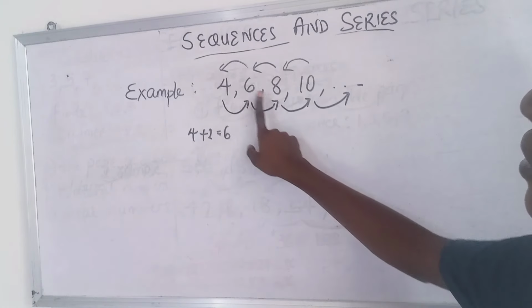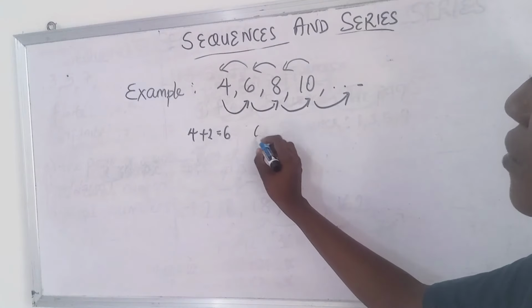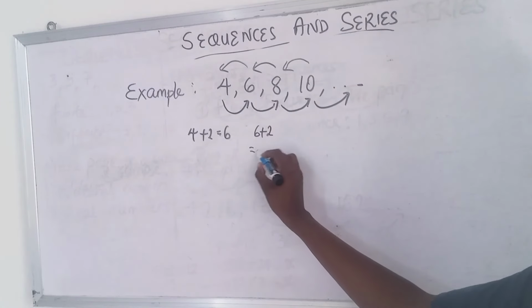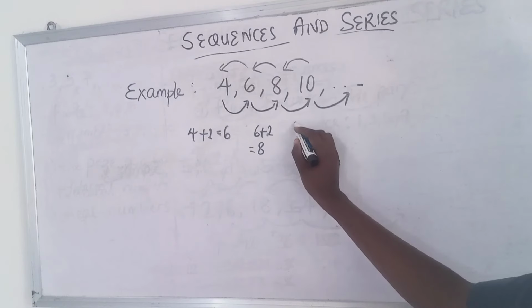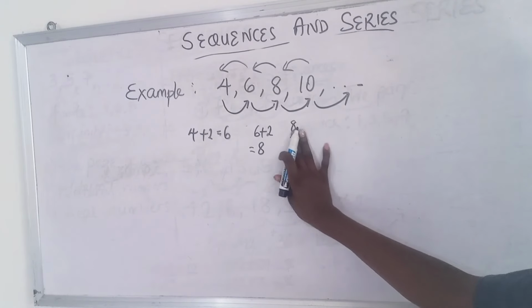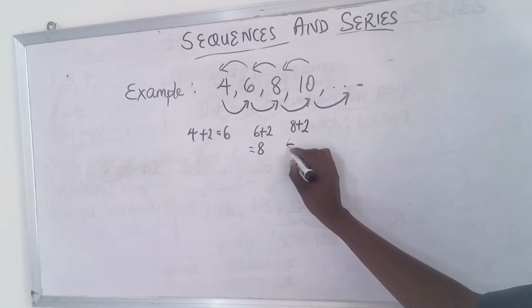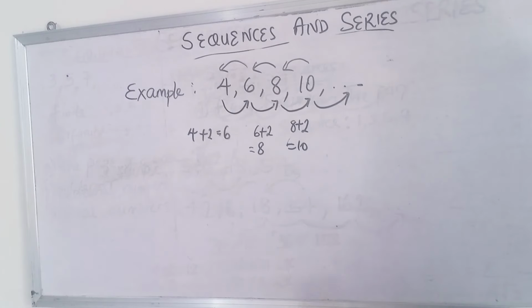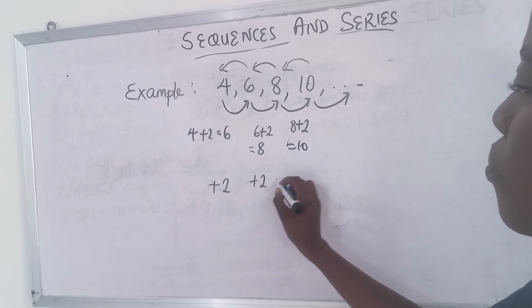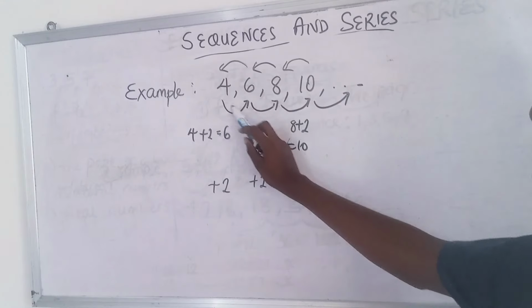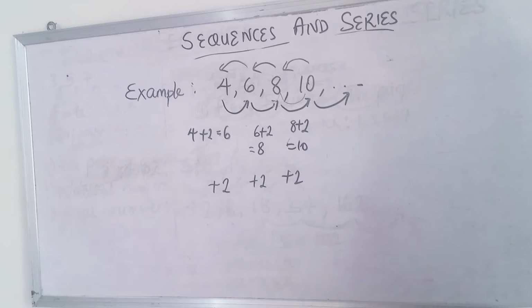Now, what can be done to 6 to get 8? You can add 2 to 6 to get 8, right? What can also be done to 8 to get 10? You can add 2 to 8 to get 10, right? So this has shown you a pattern. What did it show you? Plus 2, plus 2, plus 2. We were adding 2 to get the next term.